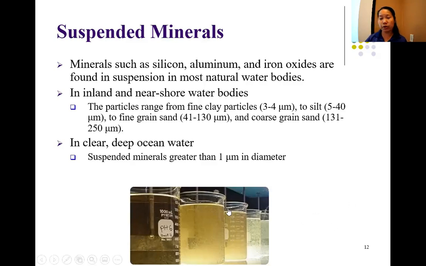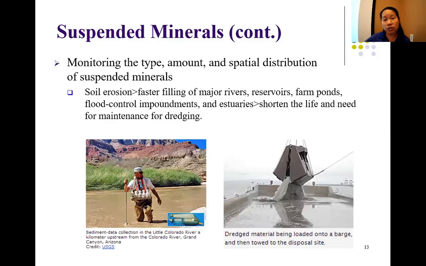And this is an example showing different levels of suspended sediment in a laboratory environment. We also often want to monitor the type, amount, and spatial distribution of suspended minerals, for example those related to soil erosion, which relates to faster filling of major rivers, reservoirs, farm ponds, and flood control impoundments, and to the management of estuary systems, since it shortens their life and increases the need for maintenance dredging.